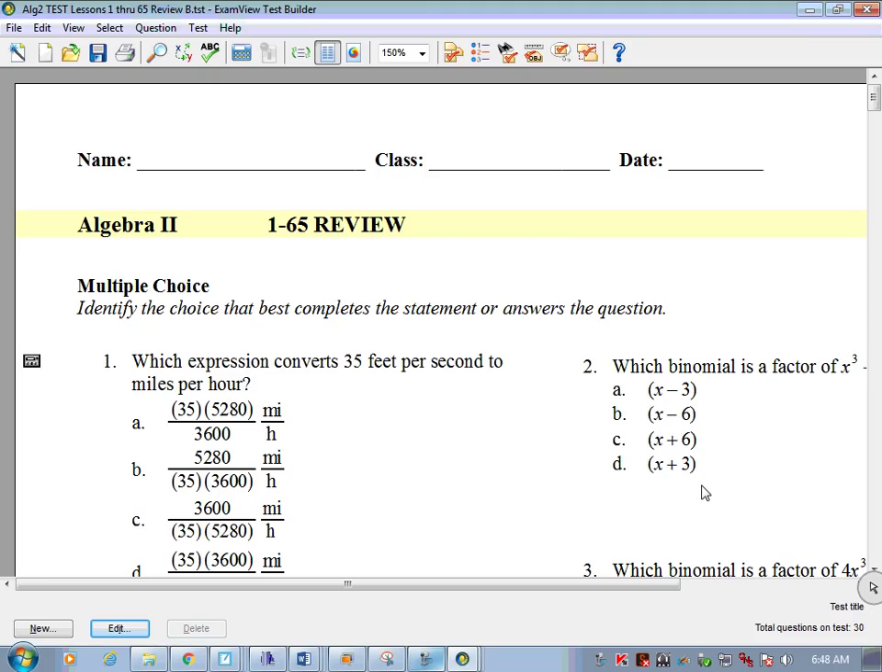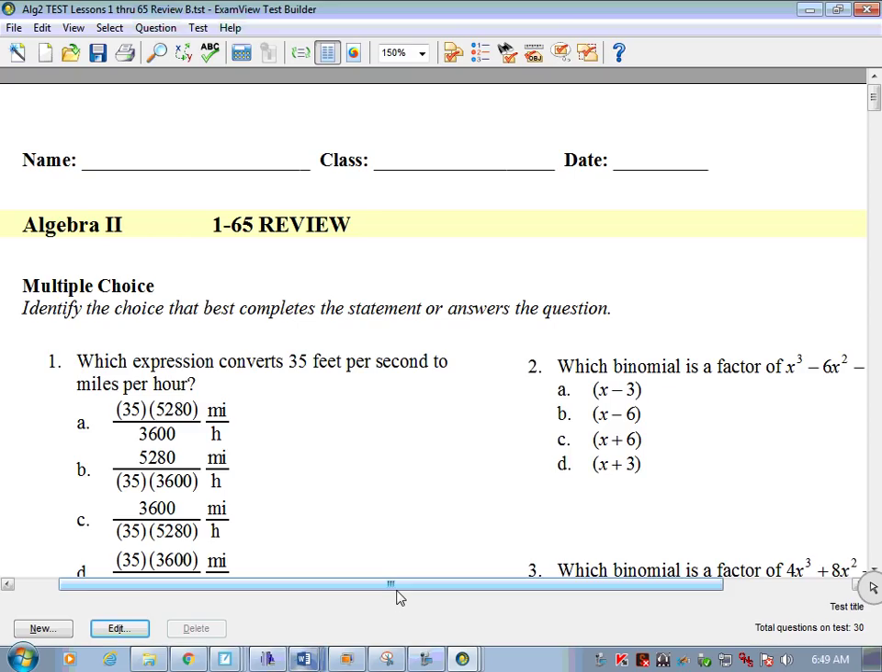What we have here is our Algebra 2, 1 through 65 review. Pay close attention to this. Everything that is on your test should be addressed in this review. I'm trying to get this out as quickly as I can. All right, let's start off with number 1 now.